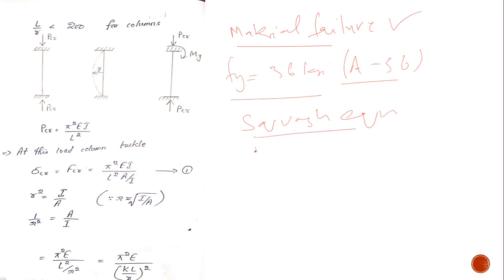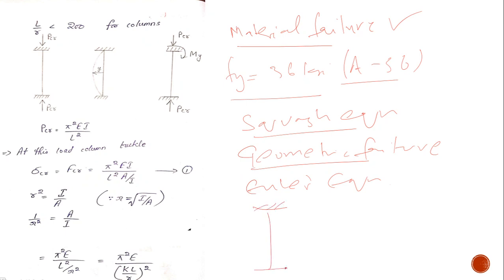There is another type of failure, which is called geometric failure. It is governed by which equations? Euler's equations. It is actually a type of buckling failure. It states that when the compressive load increases, a stage is reached when P becomes P critical and stress becomes F critical, and the column may buckle. So these are essentially the two modes of failure of a column.